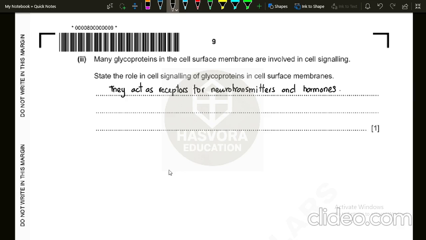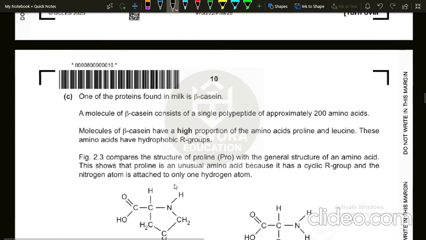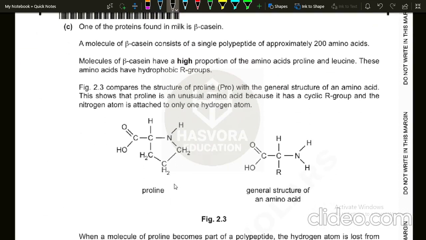Okay, let's move on to C part, which says one of the proteins found in the milk is B-casein. So it is a type of protein. A molecule of B-casein consists of a single polypeptide of approximately 200 amino acids. Molecules of B-casein have a high proportion of amino acid proline and leucine. These amino acids have hydrophobic R groups. Just remember, proline and leucine have hydrophobic R groups.